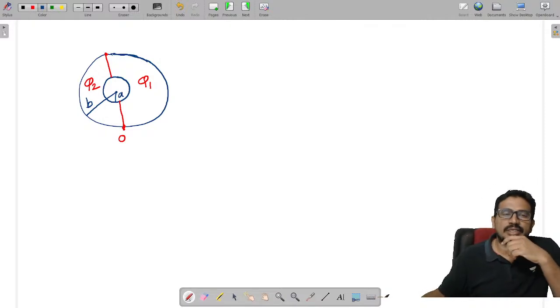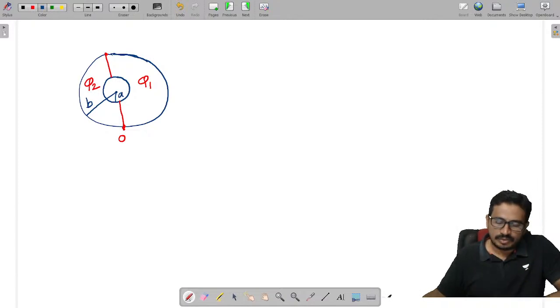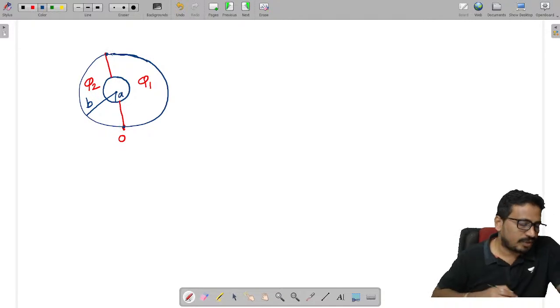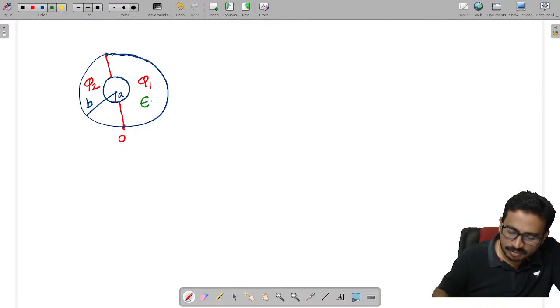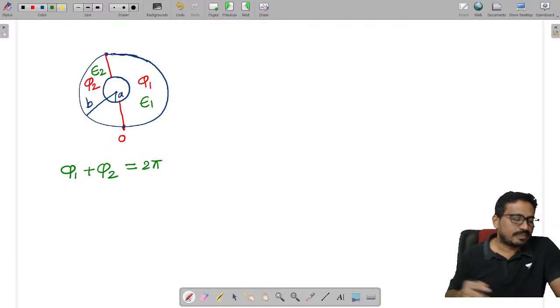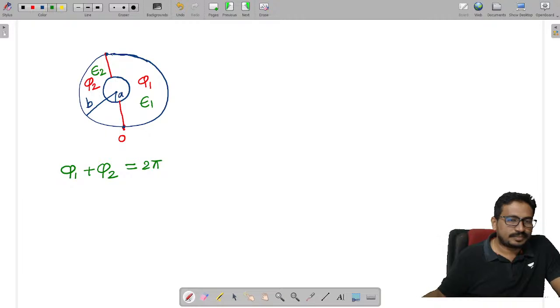Try to understand carefully. So here one part from 0 to something, I filled with one type of medium, epsilon 1, and this other part with another type of medium, epsilon 2. If you see carefully, this is phi 1 plus phi 2. How much is it? It is equal to 2 pi, as we know. The complete circle is 2 pi. Everybody?